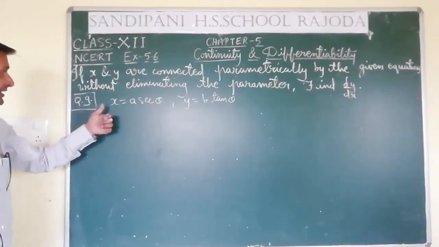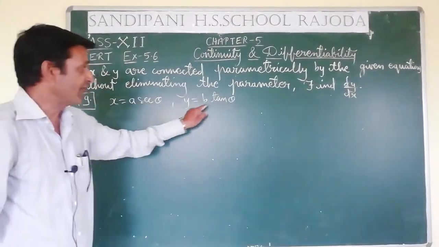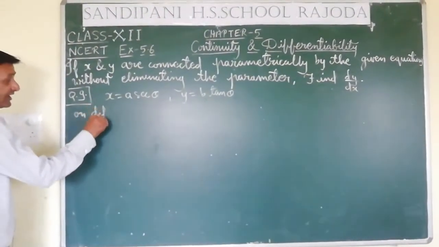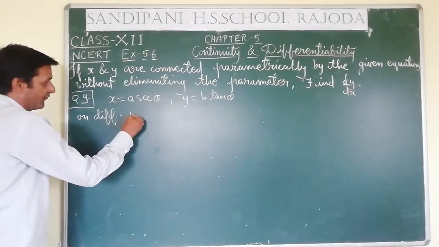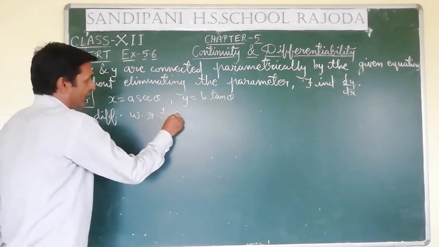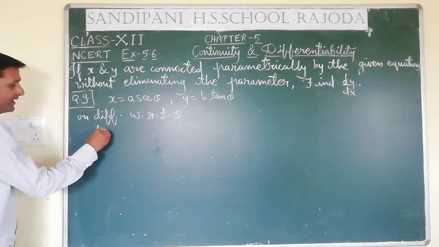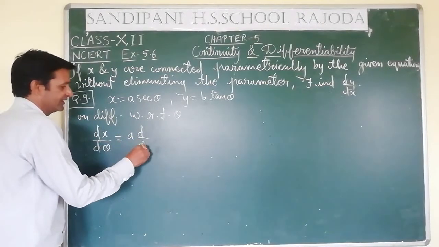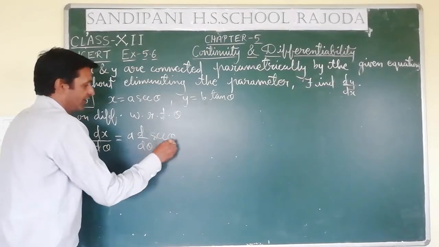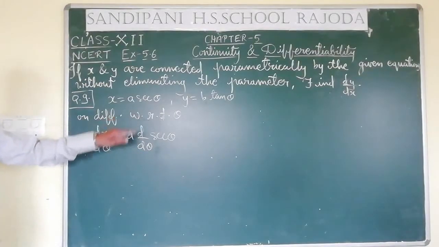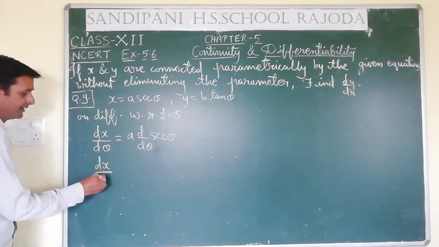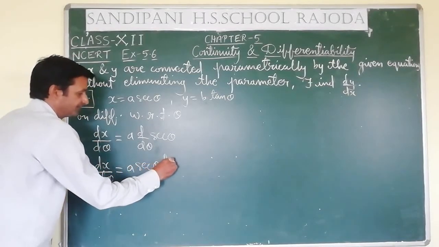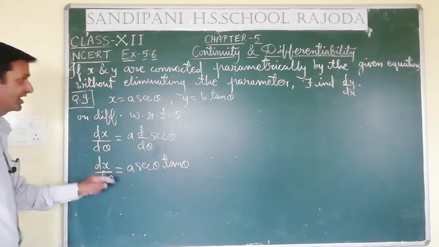Now see question 9. Here x is equal to a sec theta and y is equal to b tan theta. Here theta is the parameter, so we have to differentiate with respect to theta. So dx by d theta is equal to a d by d theta of sec theta. Differentiation of sec theta with respect to theta is sec theta tan theta. So dx by d theta is equal to a sec theta tan theta.